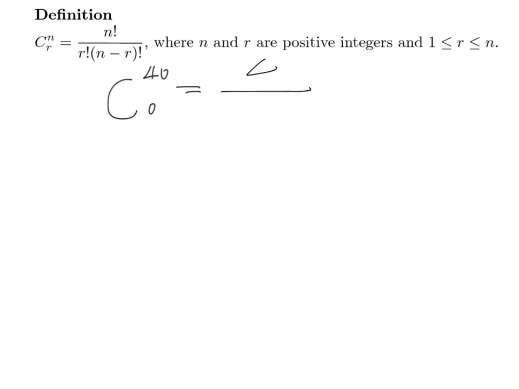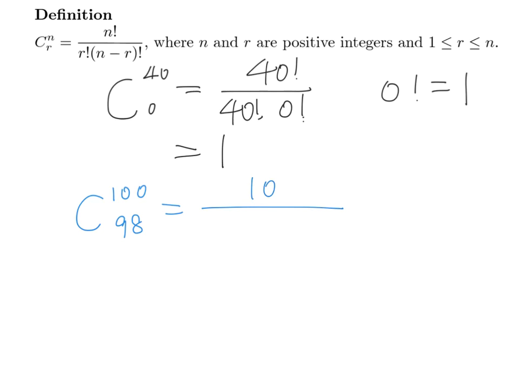40C0 is the factorial of 40 over the factorial of 40 times the factorial of 0. And the factorial of 0 is defined as 1, so this is equal to 1.